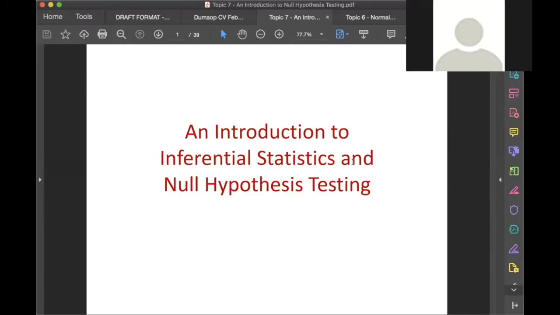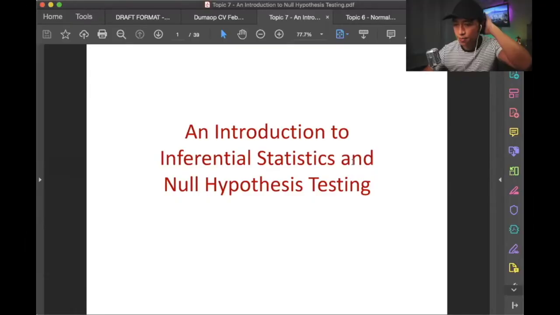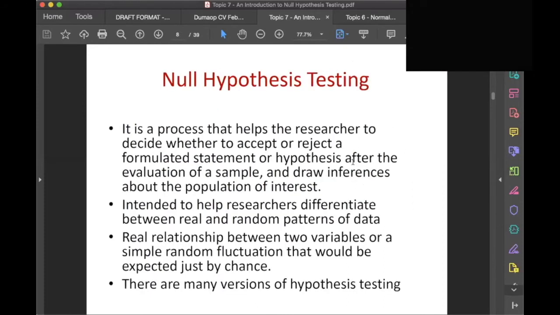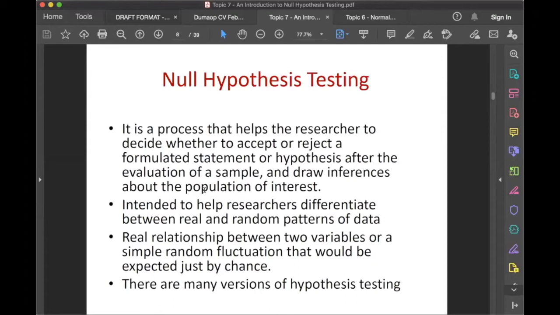Okay, we're back. Let's now move on to null hypothesis testing, the logic behind it. As I emphasized a while ago, all of those that we have discussed previously are building blocks to our understanding of what null hypothesis testing is. So, null hypothesis testing, what is it? It's a process that helps researchers to decide whether to accept or reject a formulated statement or hypothesis after the evaluation of a sample and draw inferences about the population of interest.